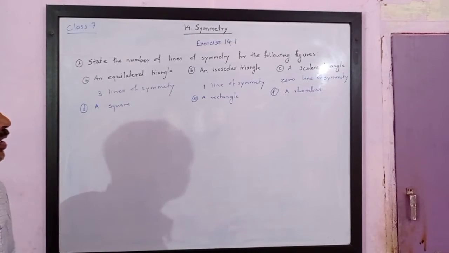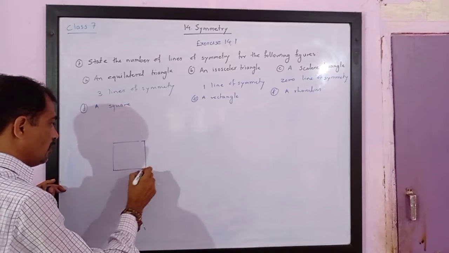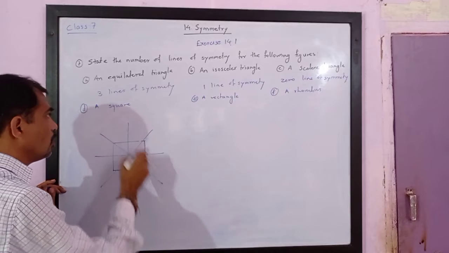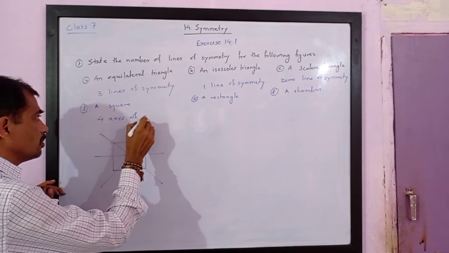Next is a square. In a square, all sides are equal and all angles are right angles. So you can see it has four axes, or four lines of symmetry.